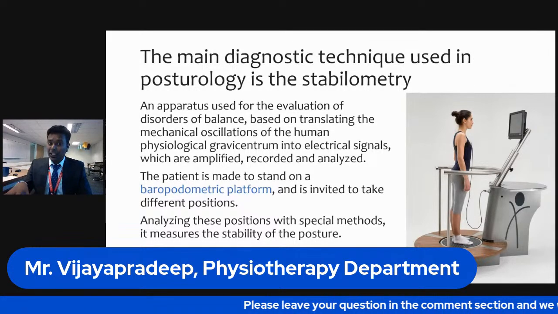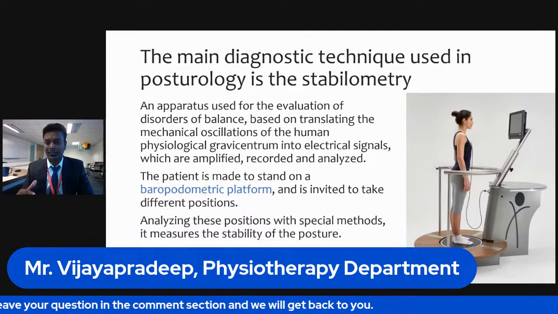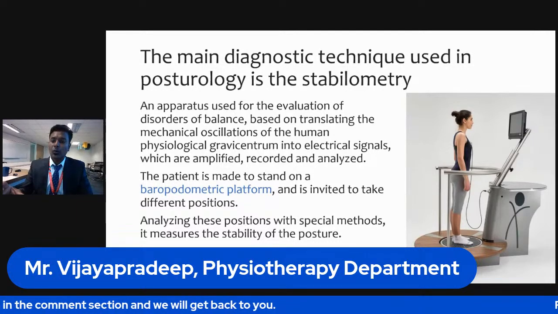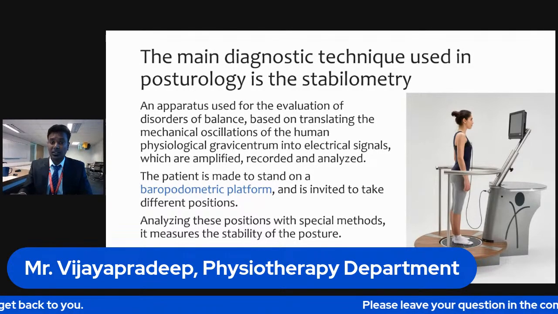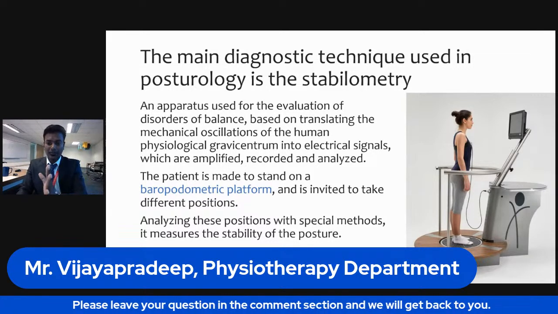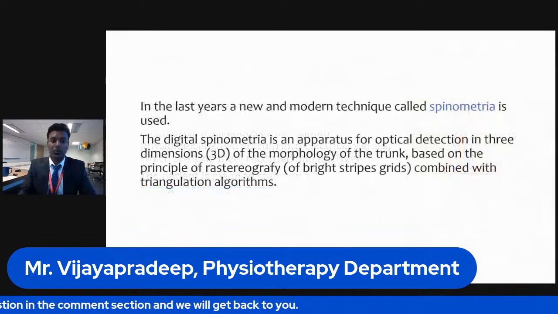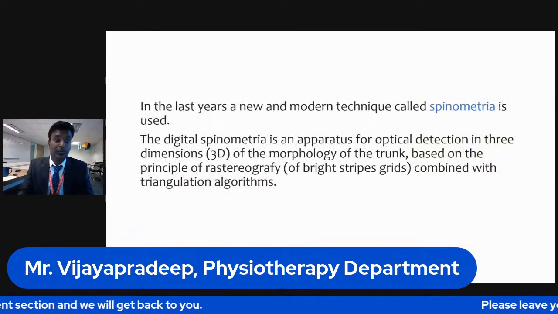The person will be standing on a platform, and they will be asked to do some tasks, and how balanced they are standing, and what kind of force they are imposing over the platform will be measured with computerized techniques. So they are made to stand on the platform, and they will be on a monitor to measure the pressures that are being exerted on the platform.